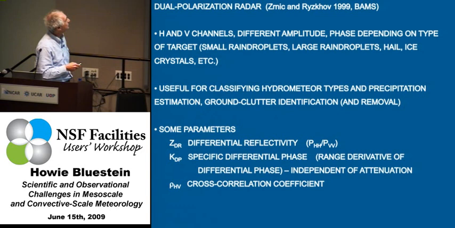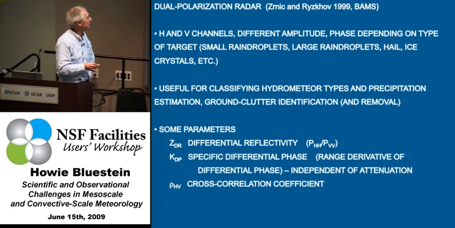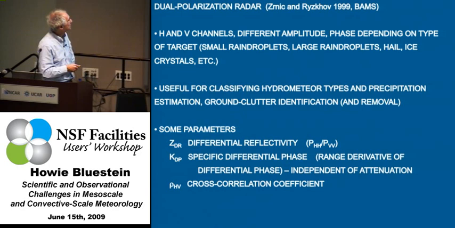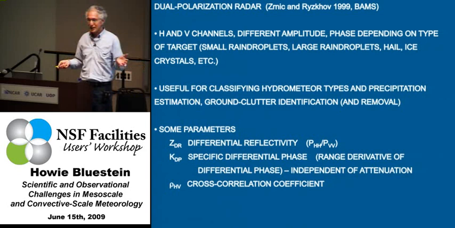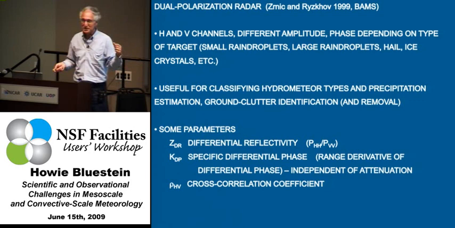Some of the parameters that we get using a polarimetric radar are ZDR, differential reflectivity, sort of a measure of the horizontal out, horizontal back, to vertical out, vertical back. KDP, which is the specific differential phase. This is the derivative with respect to range of the actual phase difference between the horizontally and vertically polarized beams. And the nice thing about KDP, or these phase measurements, is that they're independent of attenuation, as long as you have a strong enough signal to make the measurements. So if you go out with an X-band radar, you're going to have tremendous attenuation problems, but you can still make good measurements by looking at the phase. And then rho HV, the cross-correlation coefficient.